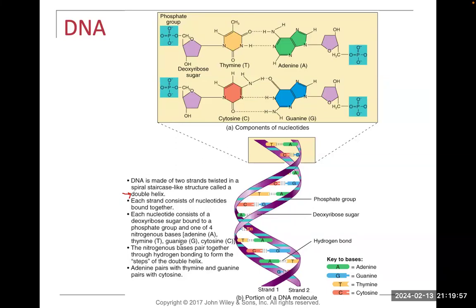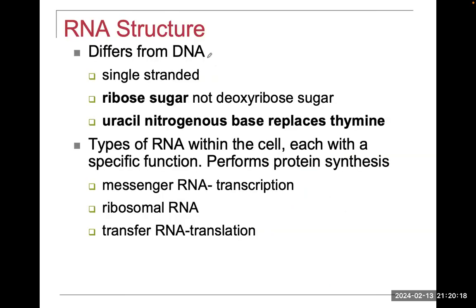The nitrogenous bases pair together through what type of bond? The hydrogen bond to form the steps, right? These are the steps of the ladder. Those are all hydrogen bonds. And adenine pairs with thymine, and guanine pairs with cytosine. Now, that's enough on DNA.